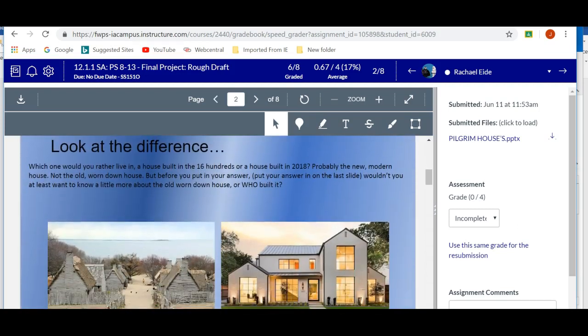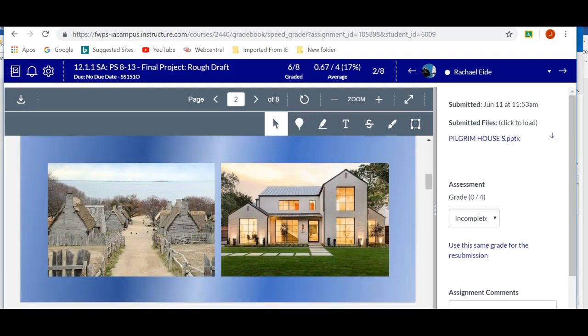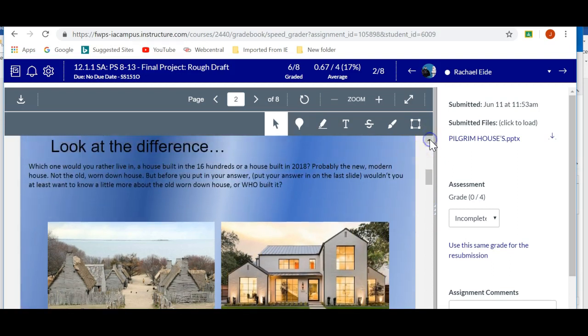Now this is kind of an introduction page. I see what you're doing here. That's good. You are providing an image for a Pilgrim settlement and then comparing it to a beautiful modern house, which is, I love the choice that you made here. That one's pretty cool. Okay, so looking at this paragraph, one moment.